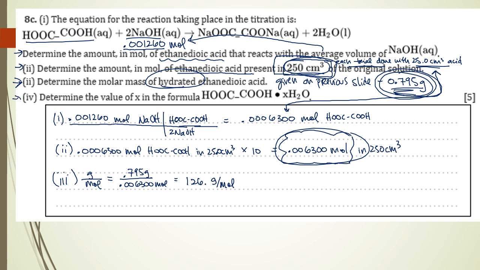So now we're being asked to figure out how much water is there. How do I figure out X given the molar mass of the hydrated ethane dioic acid? How could I figure out how much water is there? We're just going to subtract the mass of the ethane dioic acid from the hydrated ethane dioic acid, and then we'll know how much water is there. So part 4, little IV, we're going to take 126 grams per mole, the hydrated version. I'm going to subtract the mass of the unhydrated.